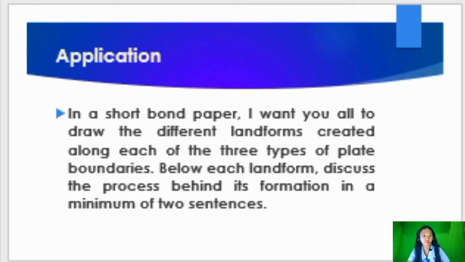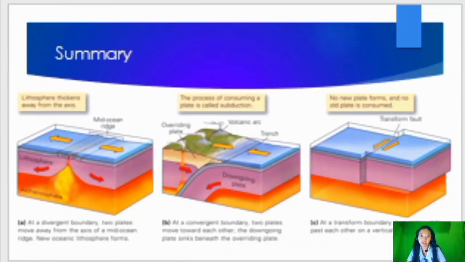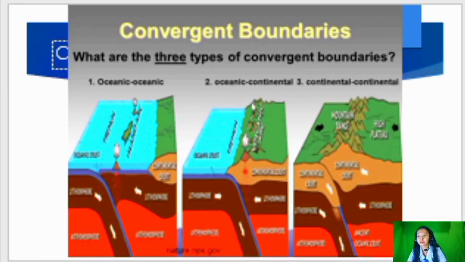Okay, so for the generalization and abstraction, let's have a recap. So for the summary of our lesson, we learned that we have three types of plate boundary, which are the divergent plate boundary, convergent plate boundary, and the transform plate boundary. And for the convergent boundaries, we have three types as well, which are the oceanic to oceanic plate boundary, oceanic continental plate boundary, and the continental to continental plate boundary. So I hope you learned from that.